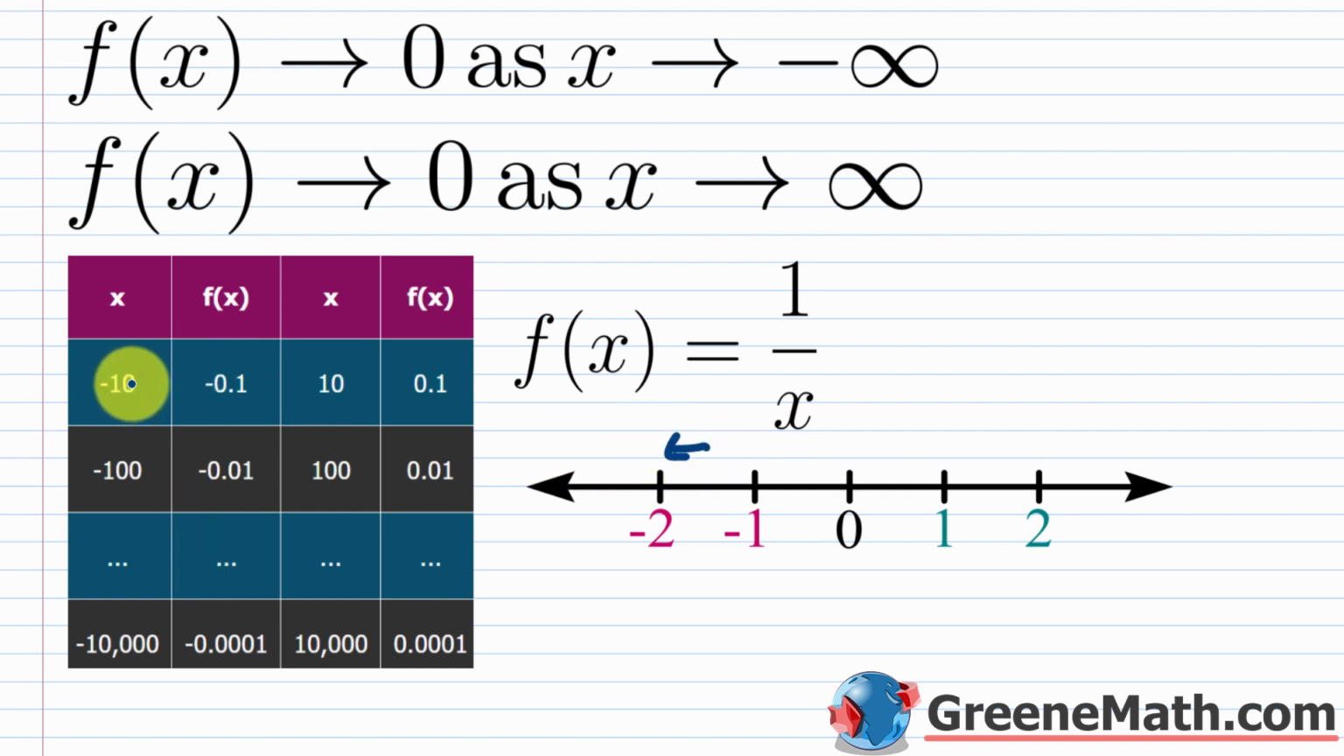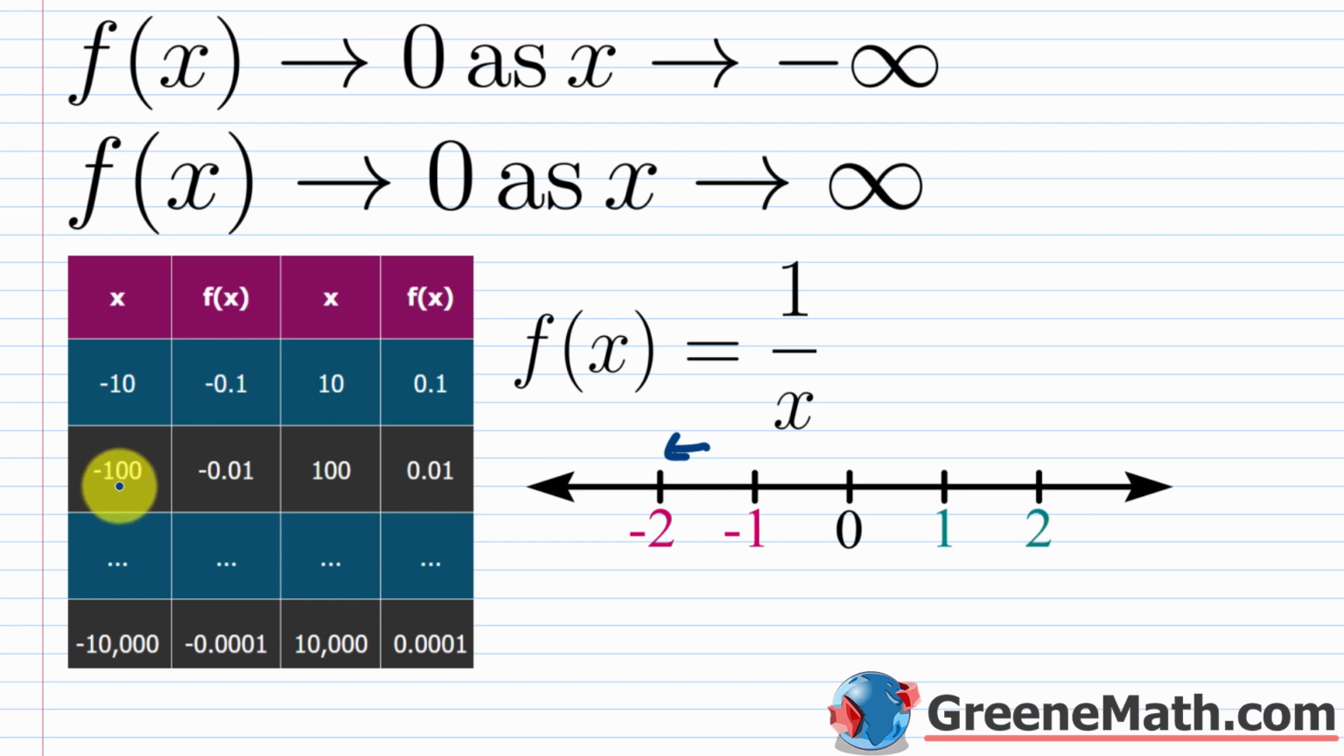you can see I have a little table here. If you plug in something like negative 10 for x, 1 divided by negative 10 would be negative 0.1. And again, you can just make this more and more negative. So something like negative 100, you plug that in, 1 divided by negative 100, you get negative 0.01. And you're going to keep getting closer and closer to 0 without actually touching it as this gets to be a larger and larger negative number.